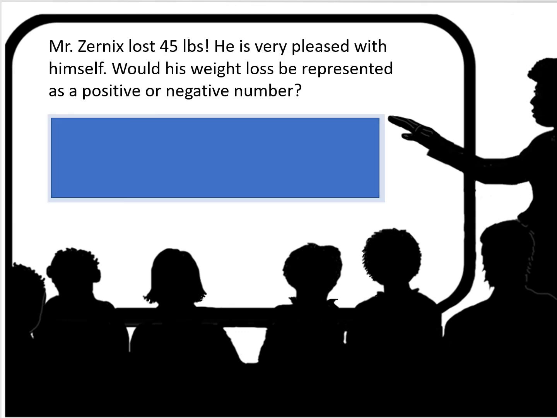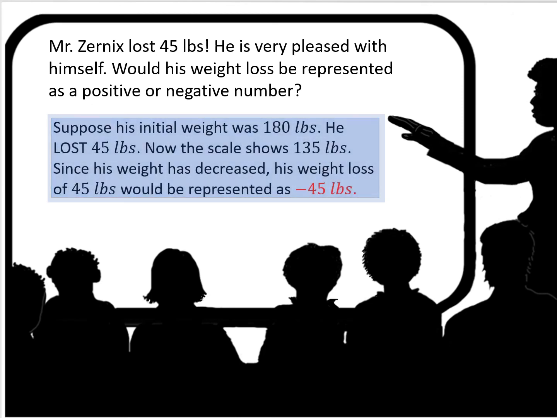Mr. Zernix lost 45 pounds. He's very pleased with himself. Would his weight loss be represented as a positive or a negative number? Well, let's suppose his initial weight was 180 pounds, because we know he lost weight. He lost 45 pounds. Now the scale shows 135 pounds. Since his weight has decreased, his weight loss of 45 pounds would be represented as -45 pounds.